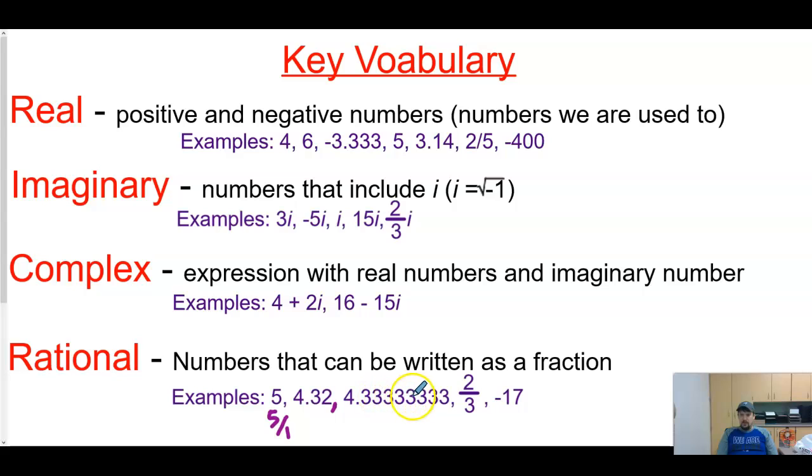Or if we do have a number that goes on forever, if it is a repeating decimal, it is considered a rational number. So 4.33333, we can turn this into a fraction. Okay, so this is considered a rational number. Obviously, fractions are considered rational numbers because any number can be written as a fraction. And then we put a negative 17 out there as well because negative 17 obviously can be written as a fraction.